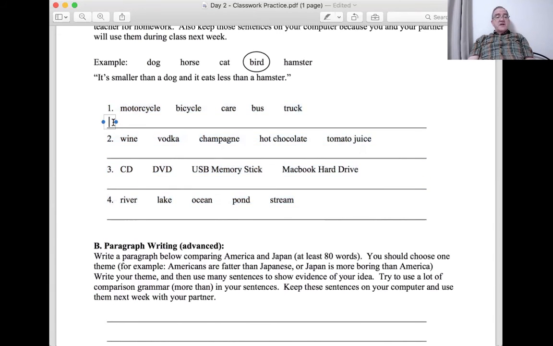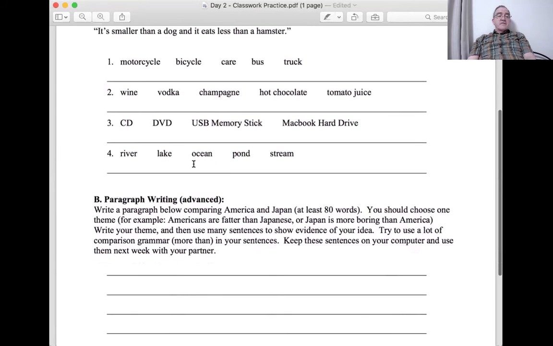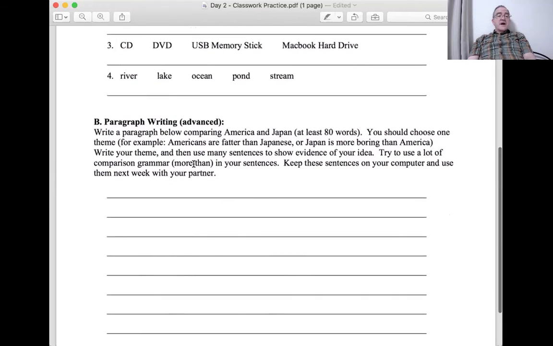If you have the PDF file, you can write right here, you can write your answer. But if you're using the Microsoft Word file, the docx file, then you just write in the blank. Okay, now after you finish that, I want you to do part B.